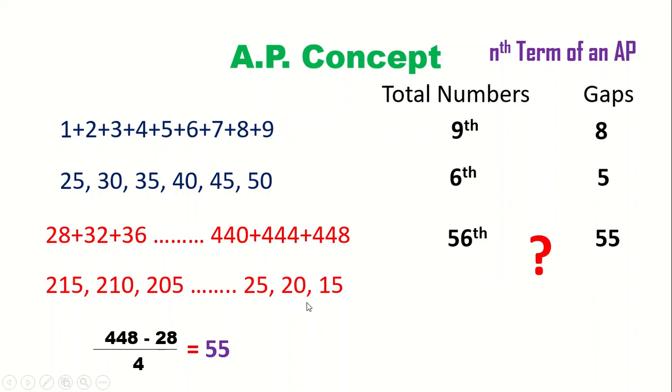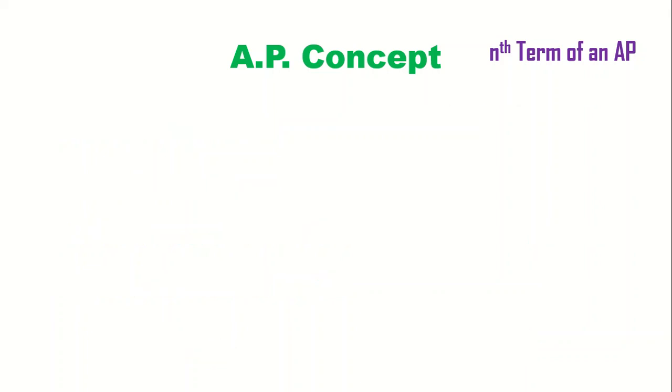So 15 minus 215 divided by minus 5, because here it is decreasing, so it is minus 5 here. So the value is 40. So how many numbers are there? 40 plus 1, it is 41. Yes, alright. So let me take some examples from NCERT.